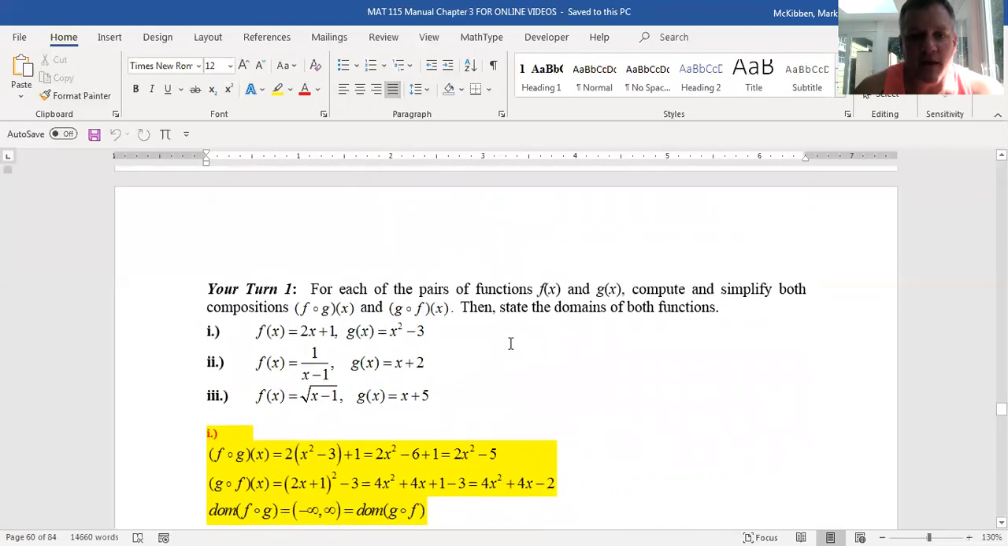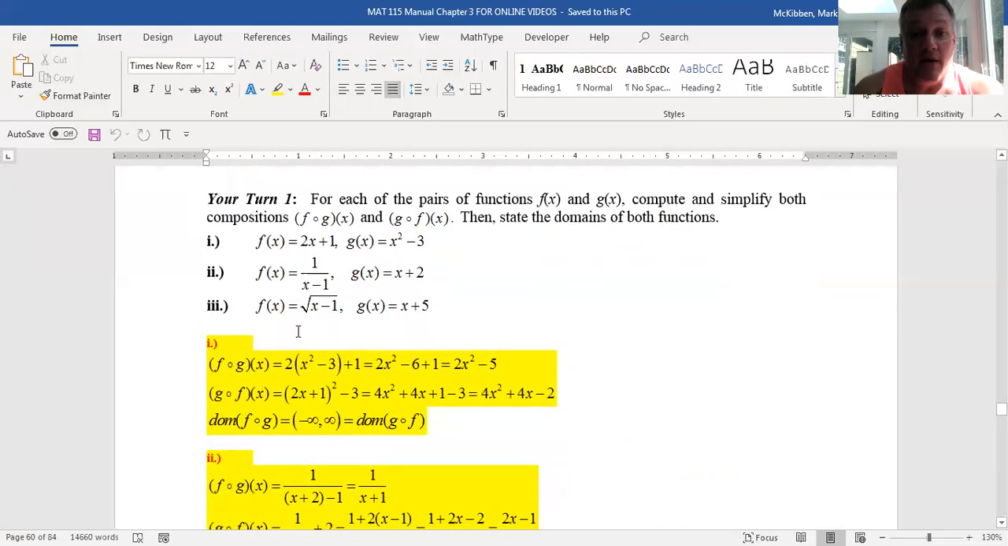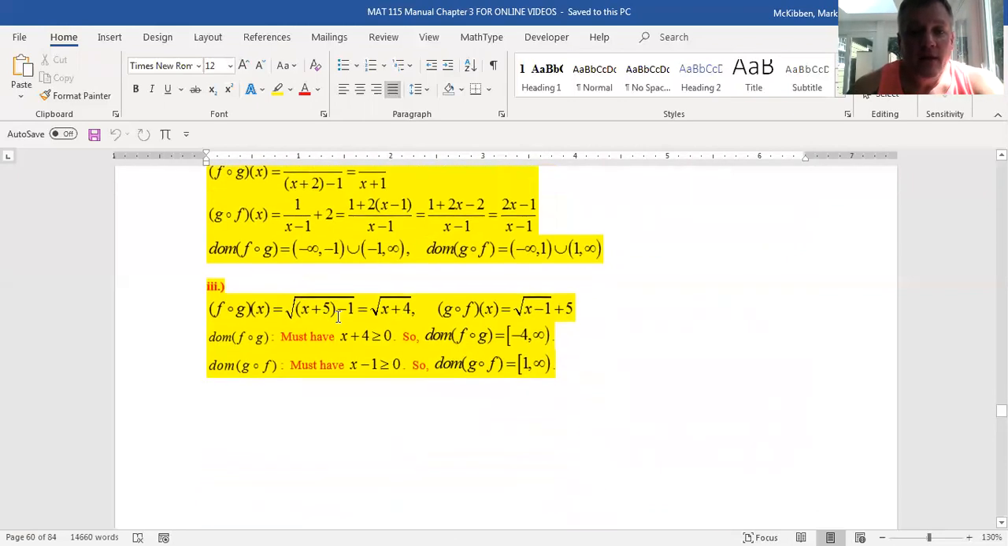All right, and then lastly, we have f of x is radical x minus 1, and g of x is x plus 5. And so f of g of x, I'm plugging in the g of x here, right? So I have now the square root of x plus 4, right? And so notice we need x plus 4 to be non-negative. And so in the end, the domain is everything to the right of, including, minus 4.